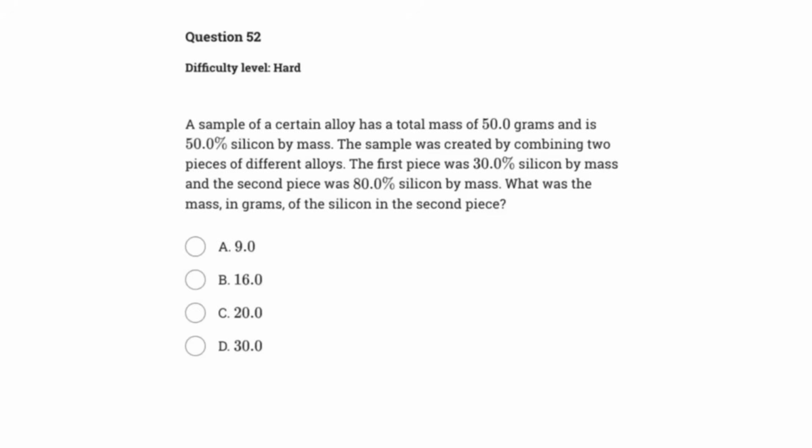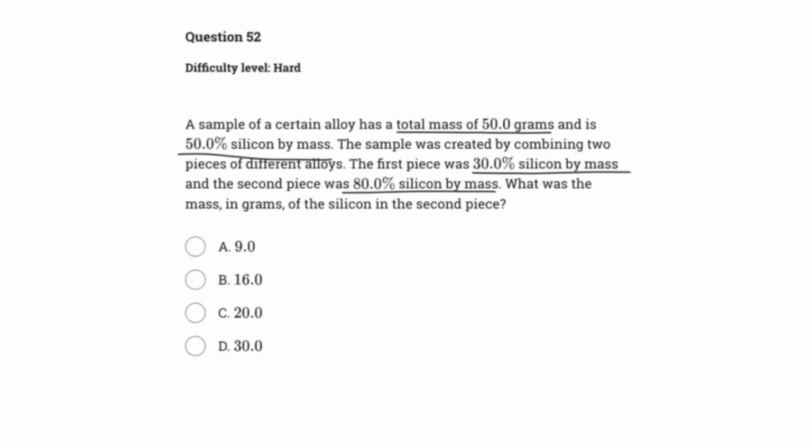A sample of a certain alloy has a total mass of 50 grams and is 50% silicon by mass. Okay. The sample was created by combining two pieces of different alloys. The first piece was 30% silicon by mass, and the second piece was 80% silicon by mass. What is the mass in grams of the silicon in the second piece?